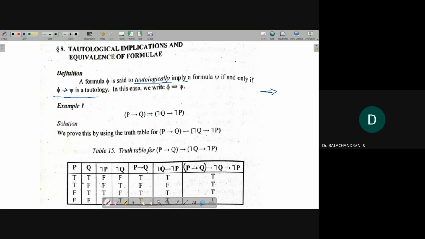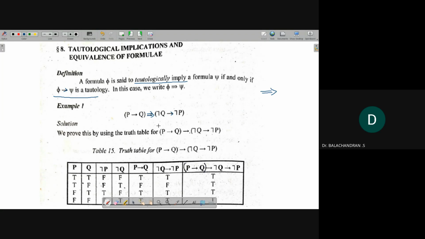This is tautologically implied: negation Q implies negation P. So to prove this, I need to prove that P implies Q implies, single arrow, negation Q implies negation P is a tautology. If I prove this is a tautology, then this is tautologically implied, and you can put this symbol.